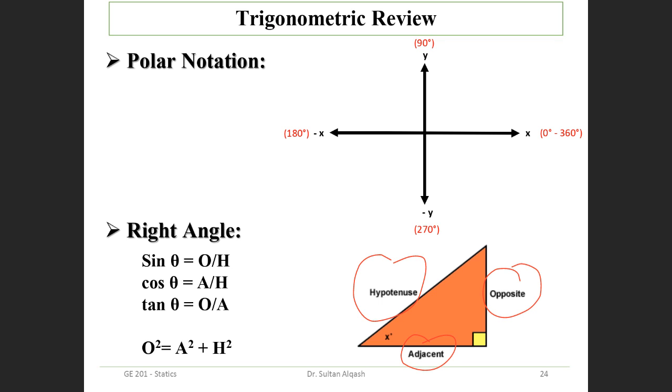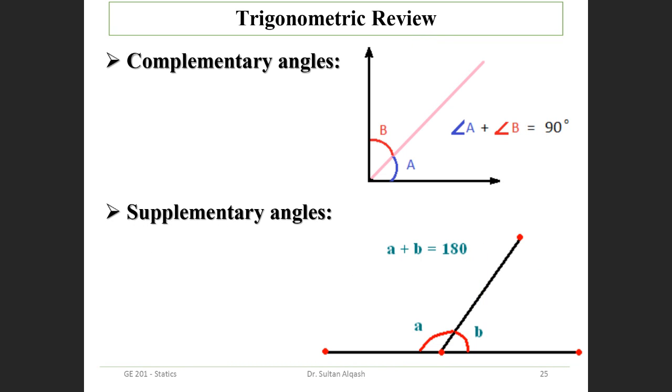You know that sine theta is the opposite divided by the hypotenuse. Cosine theta is the adjacent over the hypotenuse, and tan theta is the opposite over the adjacent. Clear? And this is the generic equation, right? We said that the hypotenuse squared equals the sum of the squares of the other two sides. Easy, you know this. Simple math.